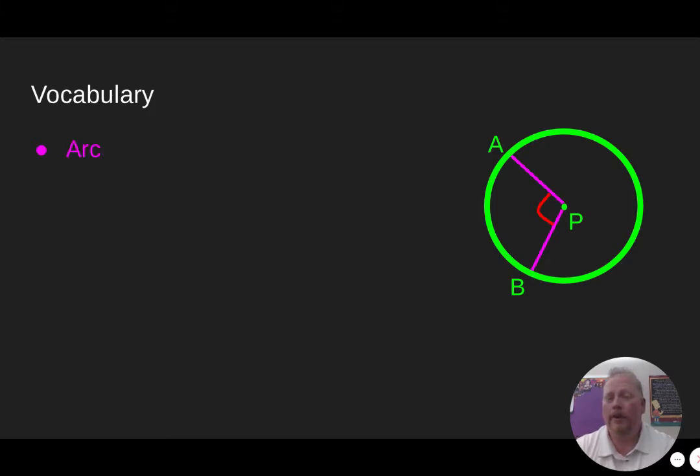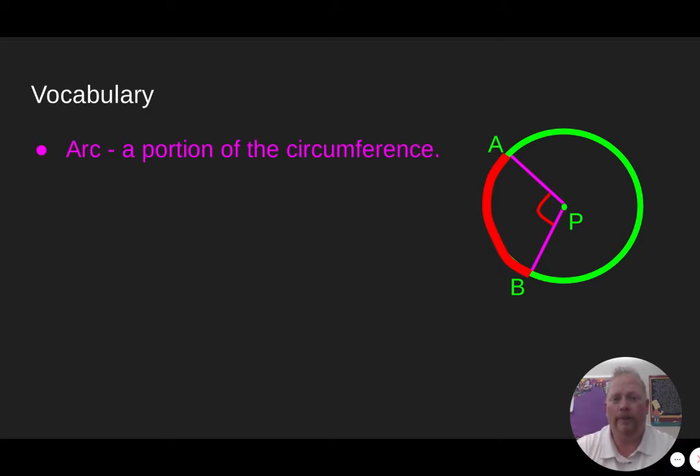Another vocabulary word to know is arc. So if I have point A and point B, and then I connect those along the edge of the circle, that's an arc. So the technical definition of an arc is a portion of the circumference. So here we go. We can go ahead and outline it right there. That red thing from point A to point B is an arc.